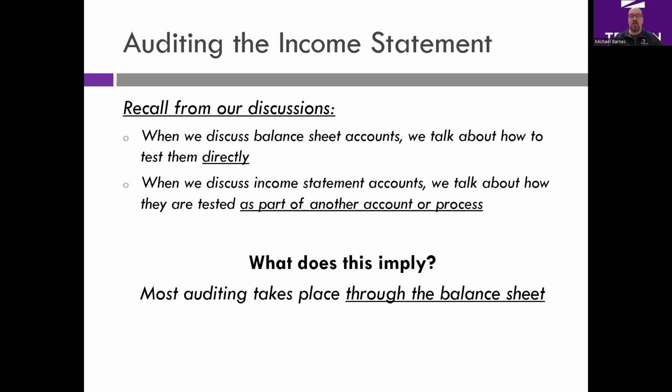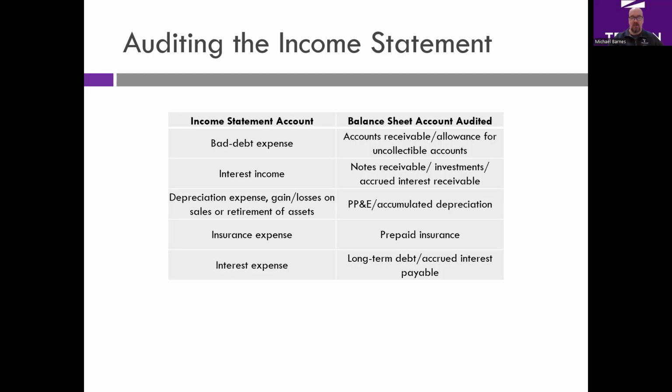Now, in the book, they actually refer to this. They say that the income statement accounts are usually associated with balance sheet accounts that are audited. And it makes sense because most income statement accounts cannot be affected in isolation. When we have a transaction that affects the balance sheet, it can actually affect the income statement, but it's just as likely that you could have a balance sheet isolated transaction. An example would be a collection of cash on accounts receivable: you would debit cash and credit accounts receivable.